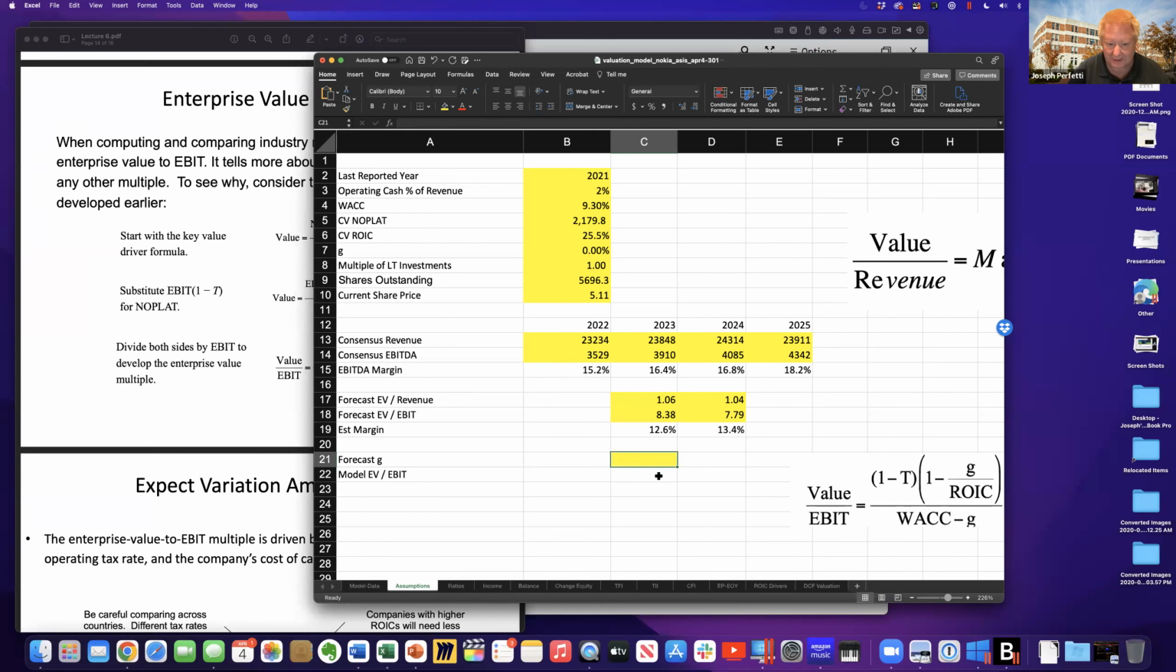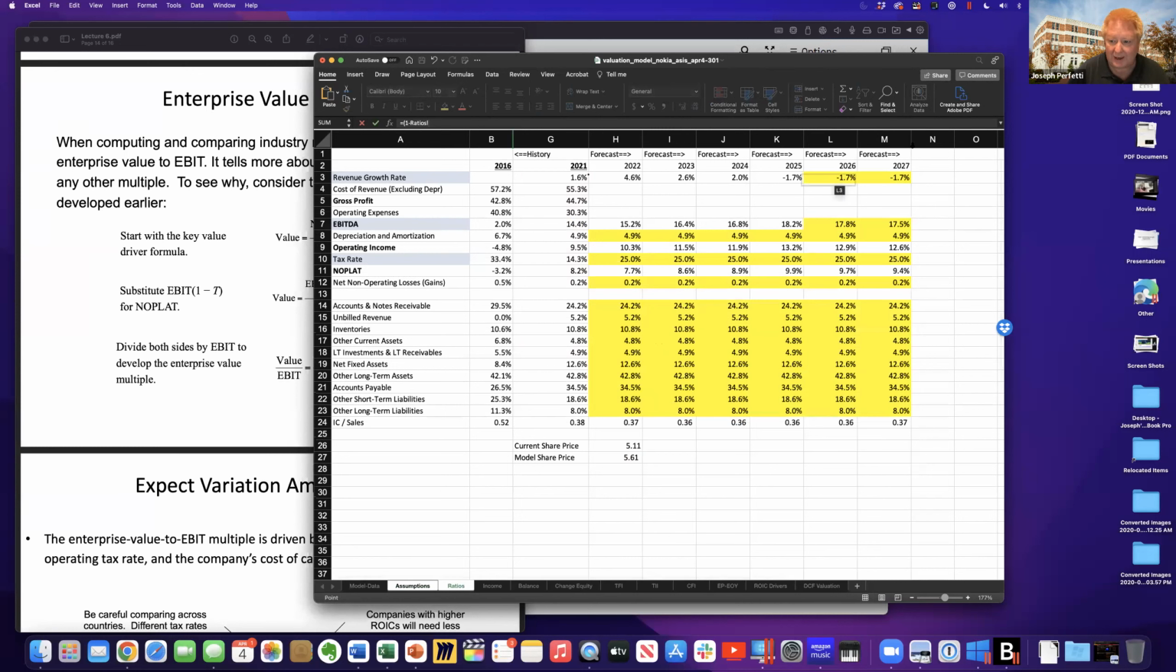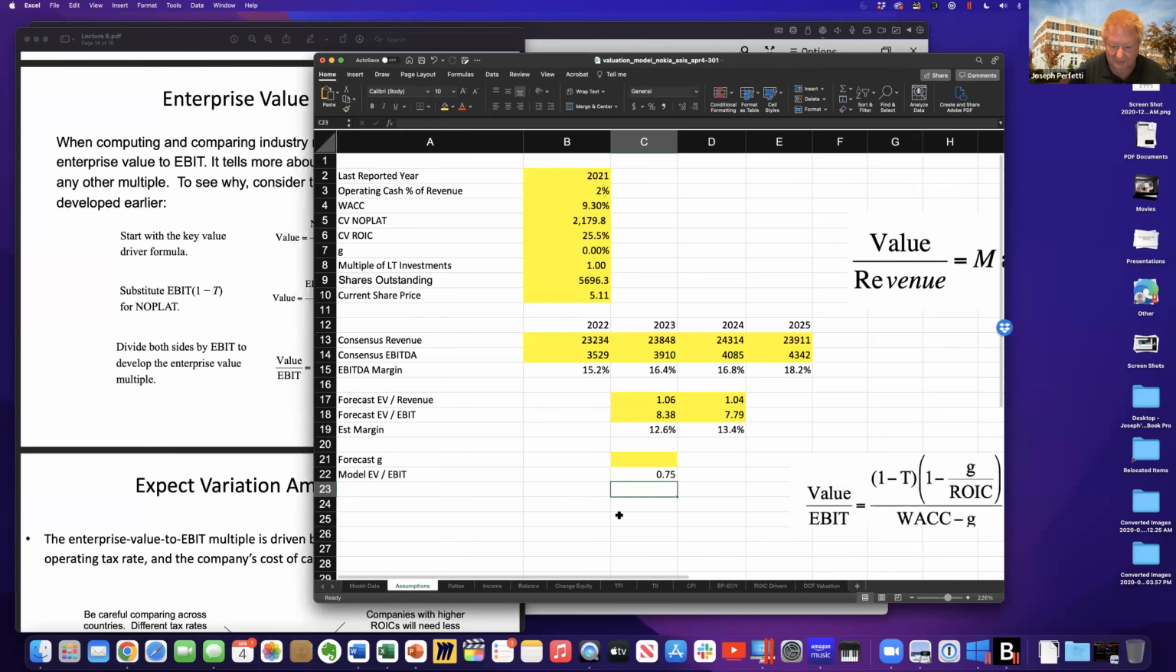Okay, so in cell C22, I'm going to put in this equation. So for cell C22, equals left parenthesis, 1 minus the tax rate. Well, the tax rate is off of ratios. M is our perpetuity period. Tax rate is row 10, so M10. Right parenthesis. Save that for the time being.